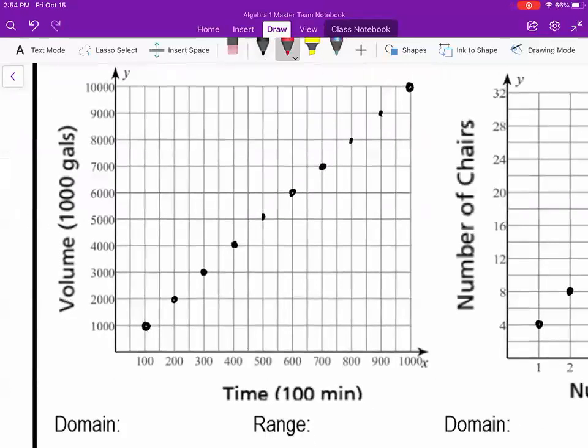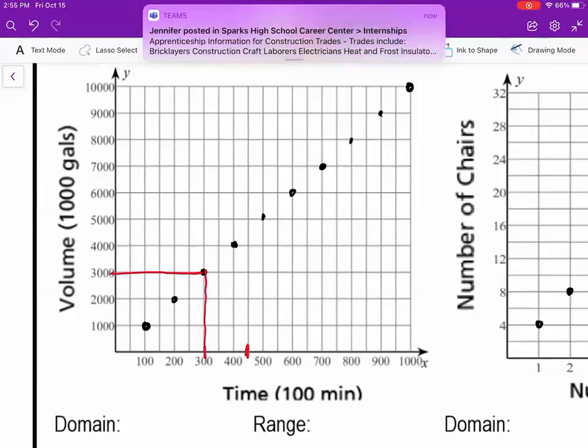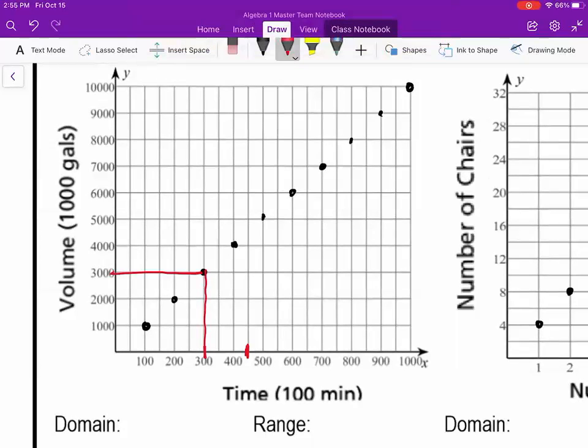I know that, for example, every 300 minutes, we have 3,000 gallons of water. Well, let's look for a middle number. Can we have 450 minutes? And the answer is yes. We can break time into smaller pieces. We can do half an hour. We can do a quarter of an hour. We can do 1 minute, half a minute. I mean, we can break time as small as we can, which means that we could actually have something in between.